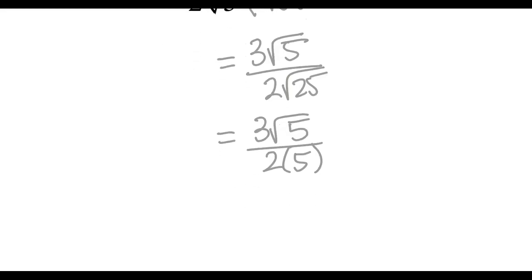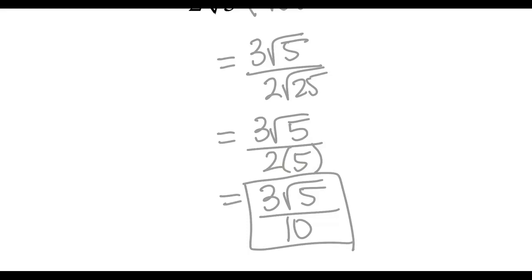Once you have that, a lot of students will tell me, oh, Ms. Tapia, we can cancel these. No, you can't. It has to be under a radical if you can cancel that. So instead, we're just going to leave our answer as 3 square root 5 over 10. This would be your answer.